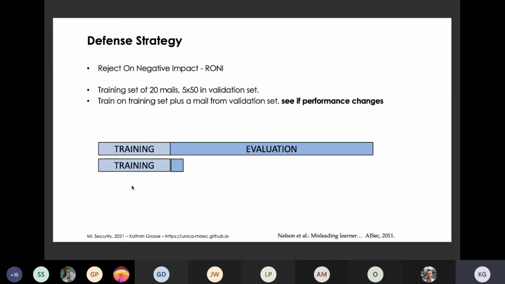And so now more on the defense strategy. As I said, the idea is reject on negative impact, or RONI.